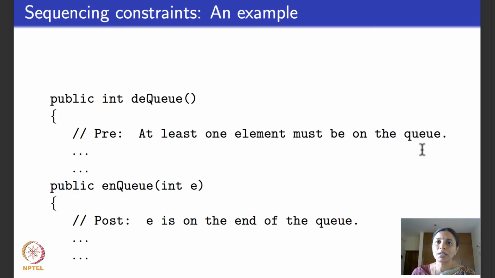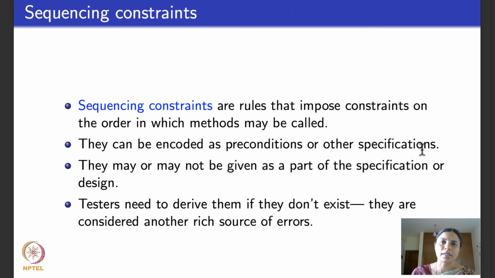Precondition for DQ says that the queue should not be empty, so there should have been at least one NQ operation without another DQ operation before the current DQ operation. And the postcondition for NQ says that after an element is inserted into the queue, it goes to the end of the queue. So these are what are called sequencing constraints.